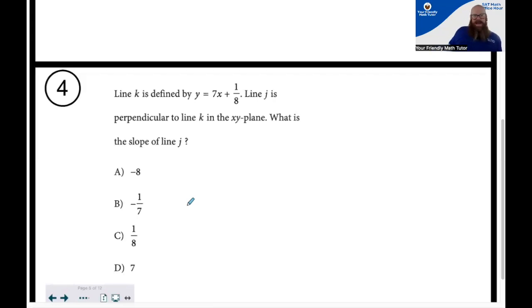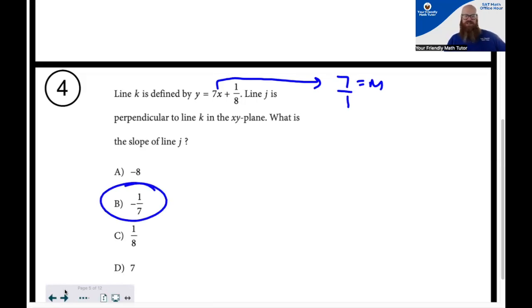All right, line K has this equation. What is the line J is perpendicular. All right, well, the slope of this line is 7. That's the slope. We should know y equals mx plus b. The coefficient of x is the slope, and perpendicular is the opposite reciprocal. We already talked about that in one of our challenge problems. Well, this is 7 over 1, so the reciprocal is 1 over 7, and it's the negative or the opposite reciprocal, so the answer just has to be B.